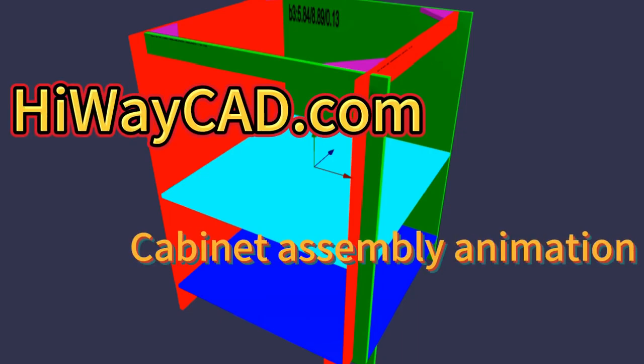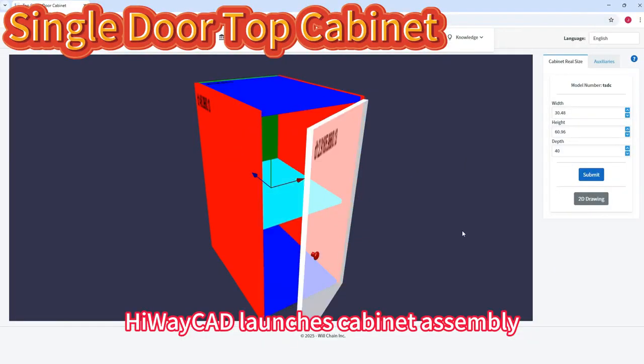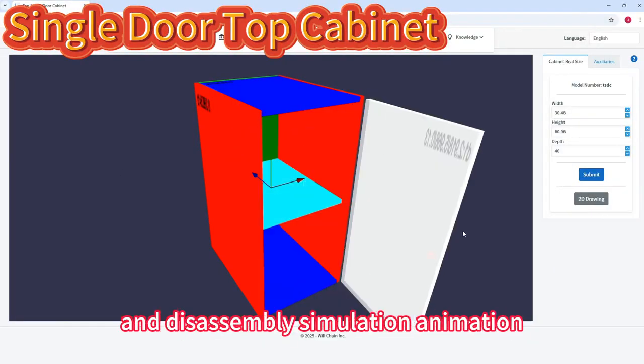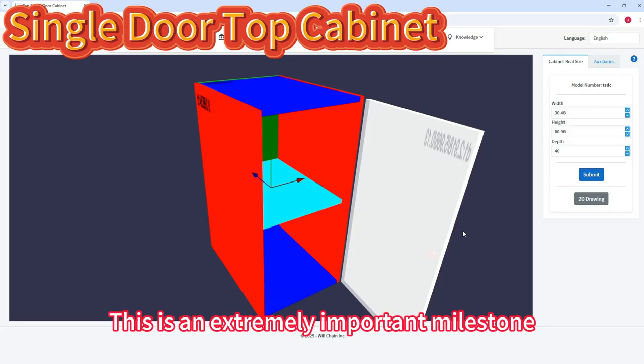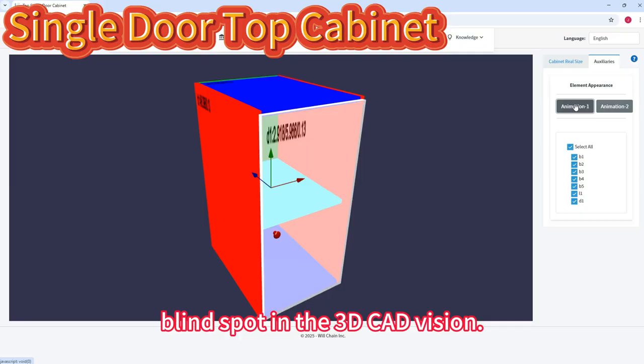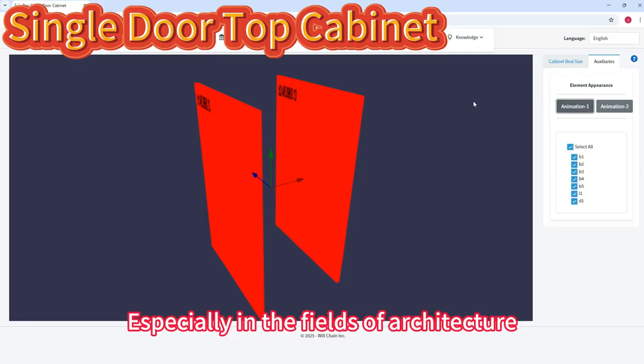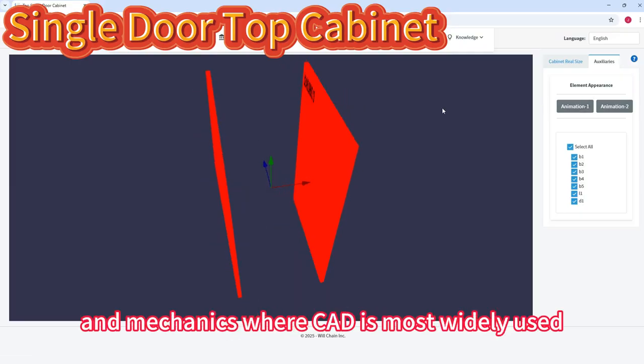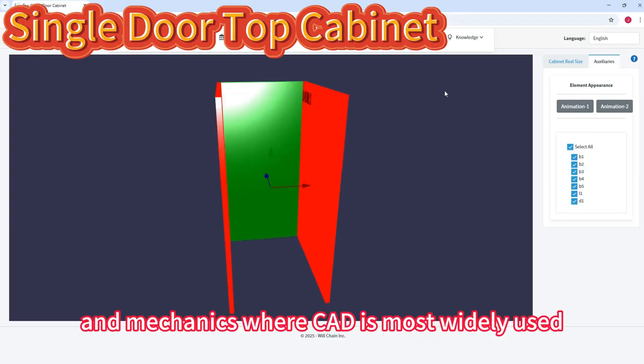HiWayCAD.com, Cabinet Assembly Animation. HiWayCAD launches cabinet assembly and disassembly simulation animation. This is an extremely important milestone. This means that there is no blind spot in the 3D CAD vision, especially in the fields of architecture and mechanics where CAD is most widely used.